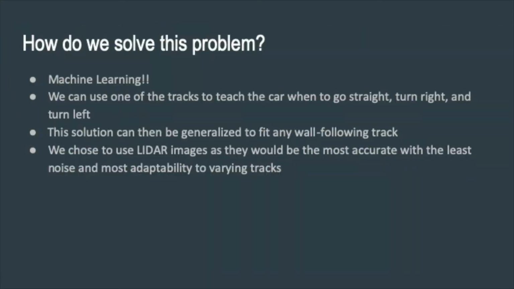So, how do we solve this problem? We can use artificial intelligence. We can use one of the wall following tracks and manually drive the race car in order to collect images where the race car should move forward, left, or right.